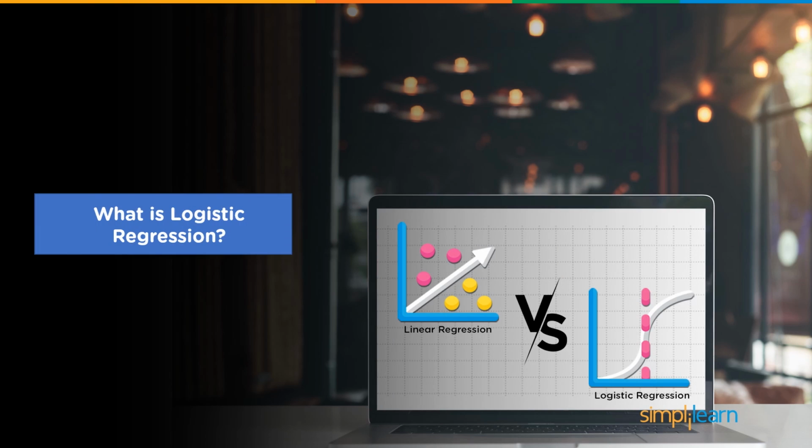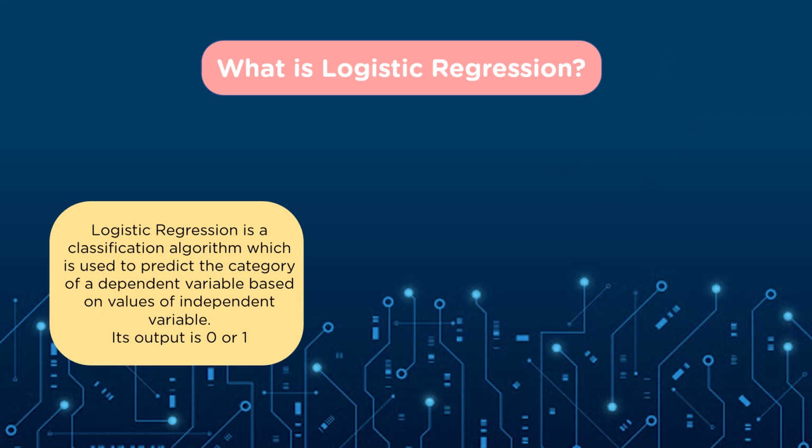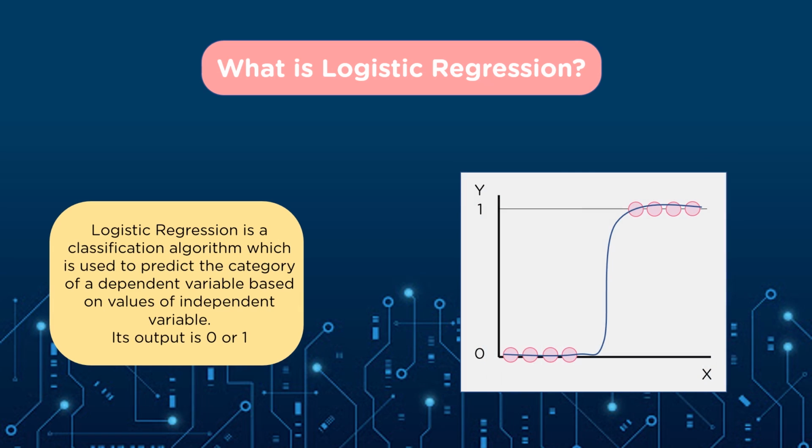So what is logistic regression? Logistic regression is a classification algorithm which is used to predict the category of a dependent variable based on values of an independent variable. Its output is 0 or 1.